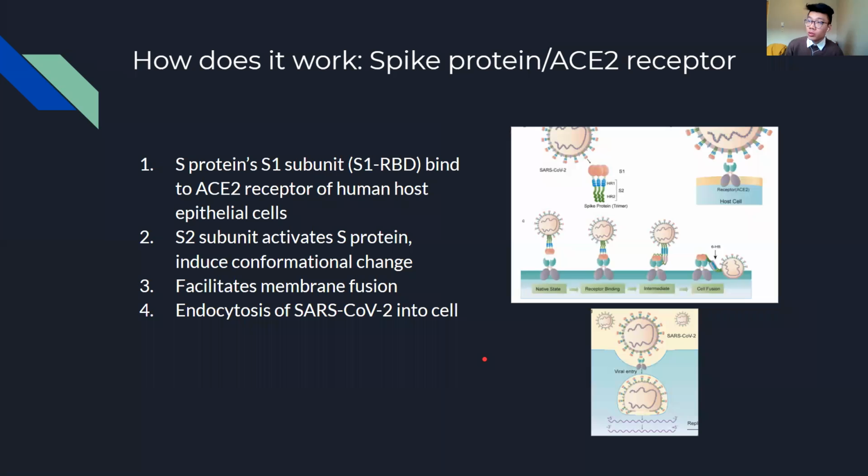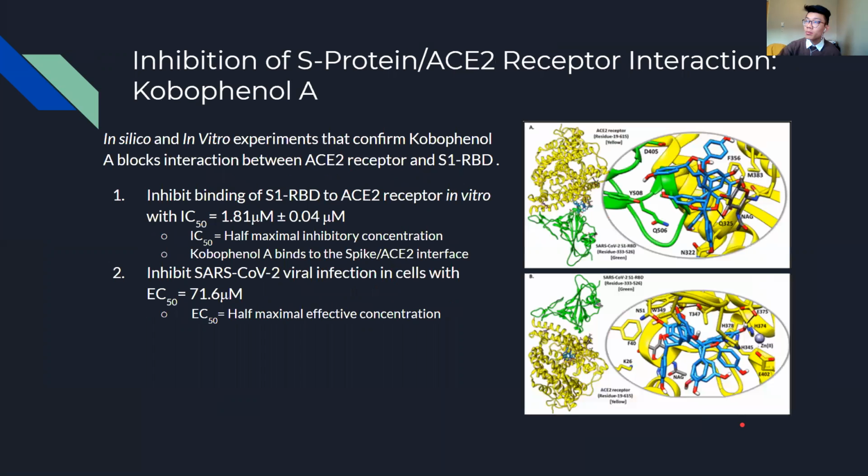Next, the S2 subunit activates the S protein, inducing a conformational change, and then the remaining components of the S2 subunit help to facilitate membrane fusion of the virus. And finally, endocytosis of the SARS-CoV-2 virus occurs, as shown here, where the viral membrane fuses with the cellular membrane and enters the cell.